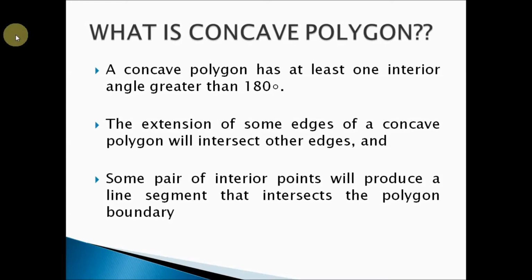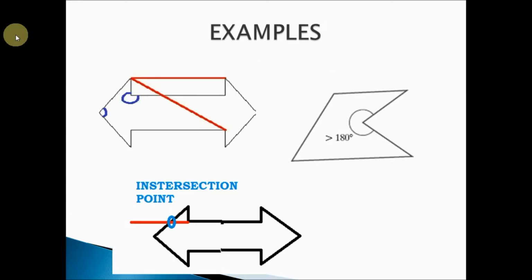A concave polygon has at least one interior angle greater than 180. So if any of the interior angles is greater than 180, then that polygon is called a concave polygon. You can see here, this is the first case. So if one of the angles is greater than 180, then it is a concave polygon.